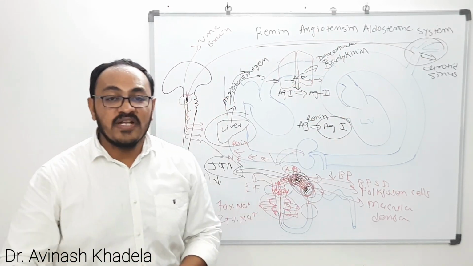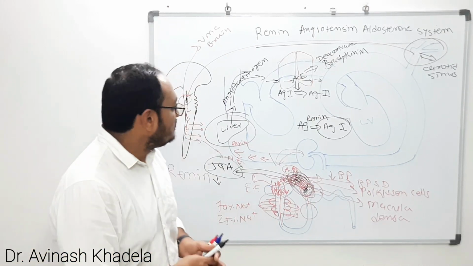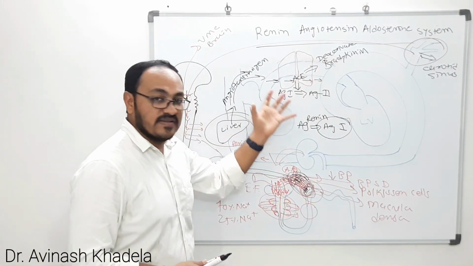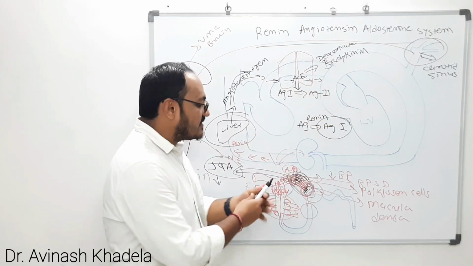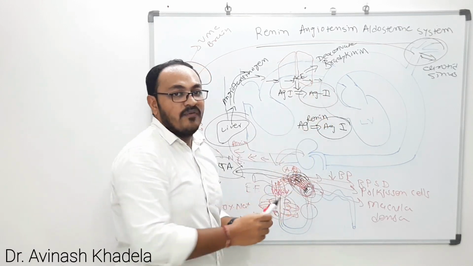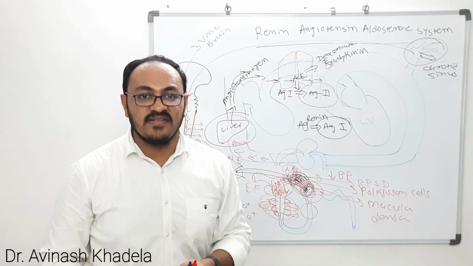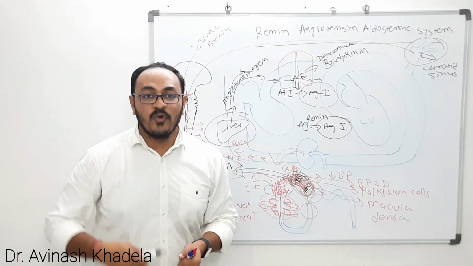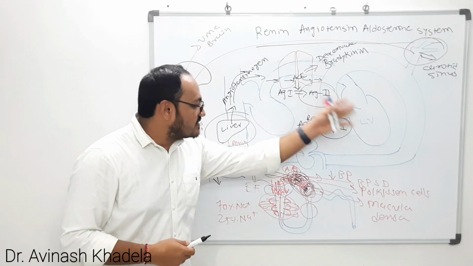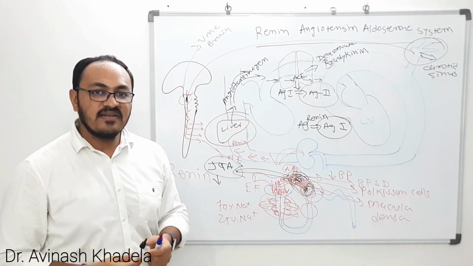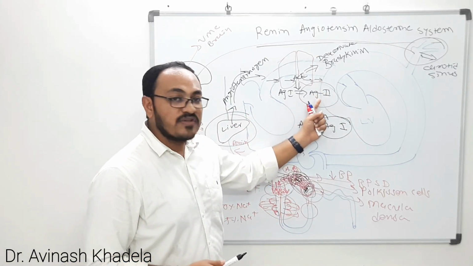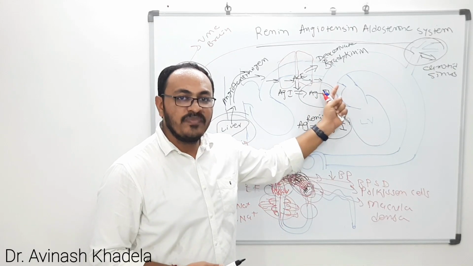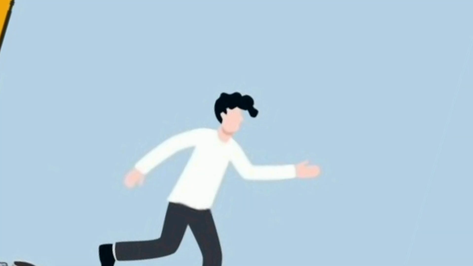Now when the angiotensin 2 is formed through this process, what are the actions of this angiotensin 2? We need to understand these actions in order to understand how blood pressure is increasing. So in the next session, we will be discussing the different physiological actions of angiotensin 2 in the human circulation.